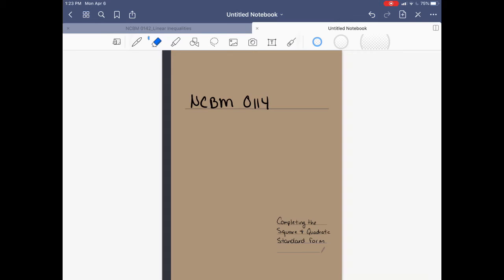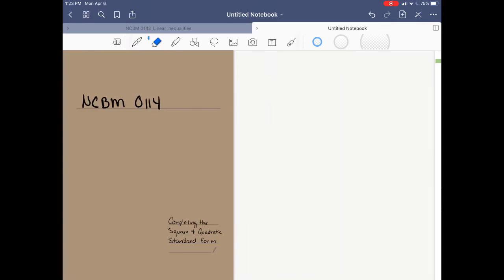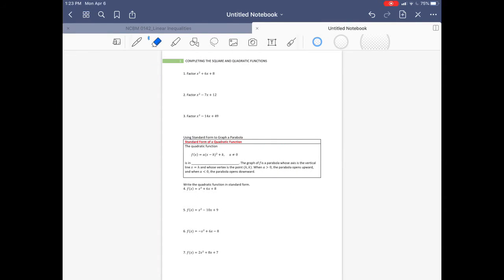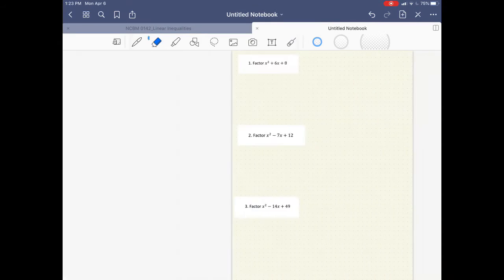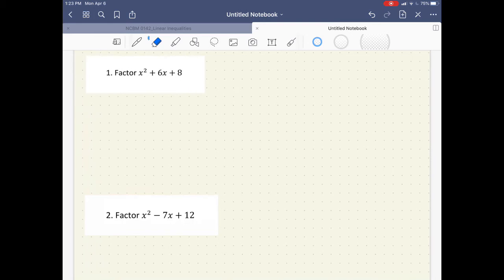So today's going to be NCBM0114, completing the square and quadratic standard form. So this is what we're going to be doing today, but since this space is so limited, I just distribute the problems throughout more pages, okay? So first it says factor x squared plus 6x plus 8. This is something we've already done, so we should be already a little familiar.